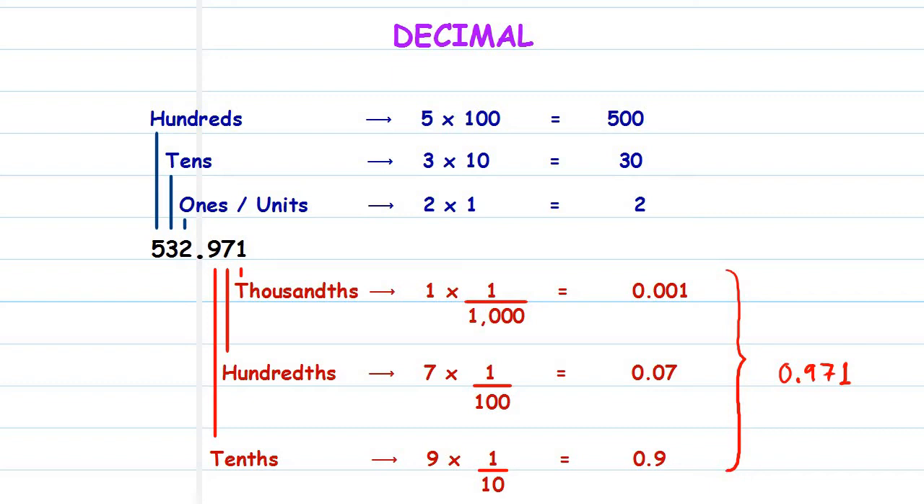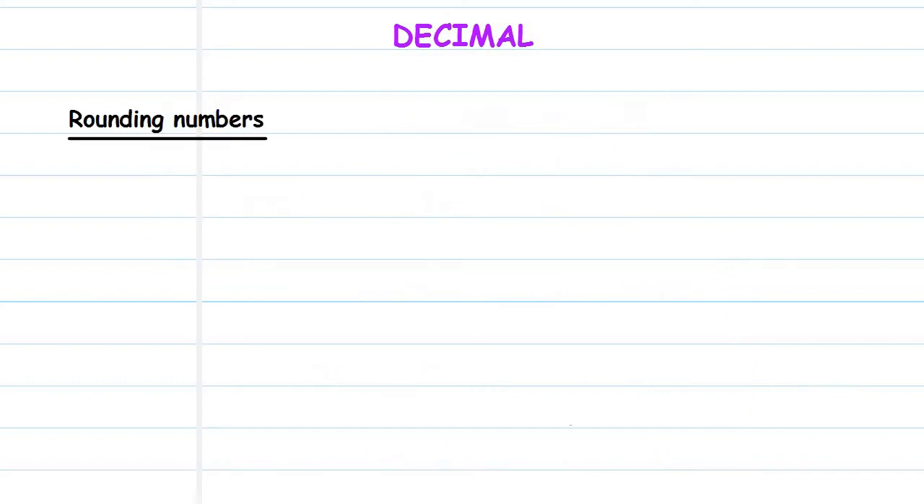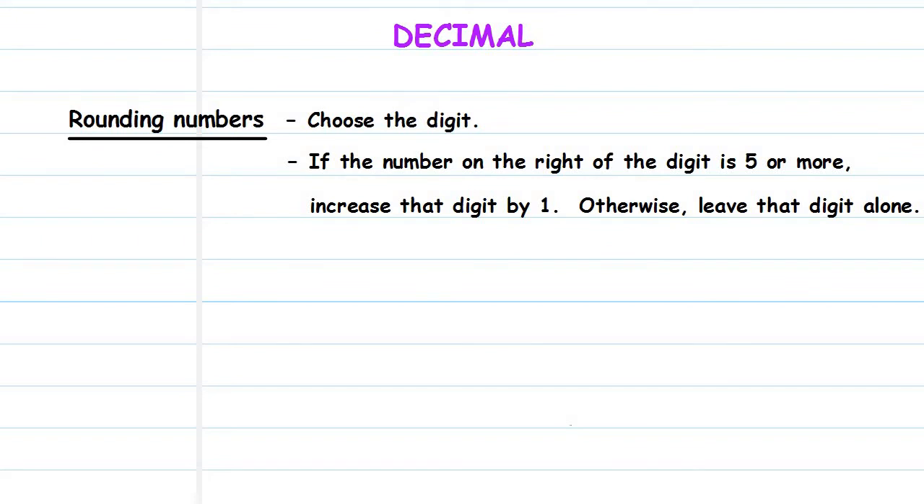Knowing the names of these positions can actually be useful, for example, when we try to round numbers. Before we round a number, we have to choose the digit that we are interested in. And then we look at the number on the right of that digit. If that adjacent number is 5 or more, we increase that digit by 1. But if it's less than 5, then we leave that digit alone. Let's take a look at some examples.